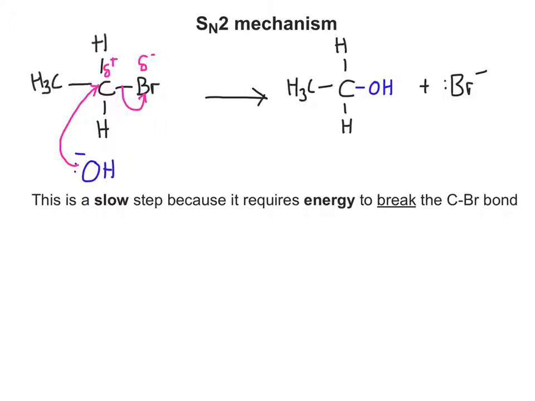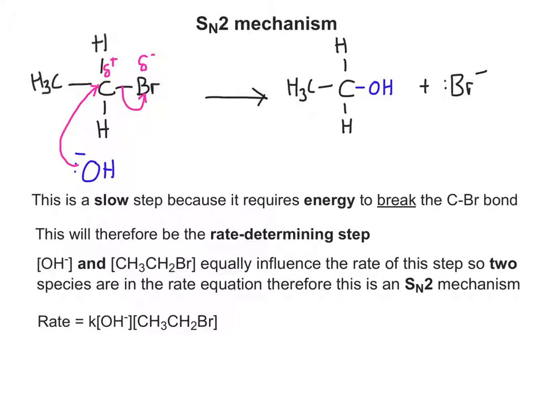So that first step is slow. That means that's going to be the rate determining step. And as such, it's the concentration of both the hydroxide and the original haloalkane that determine the rate of that particular step. So because two species equally influence the rate of this rate determining step, it's called an Sn2 mechanism, and that's covered in the rate equation in the bottom left of the screen.